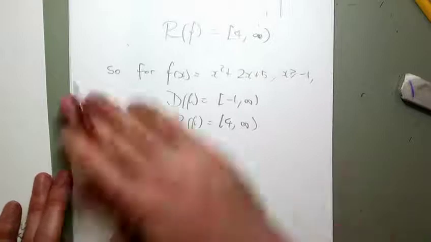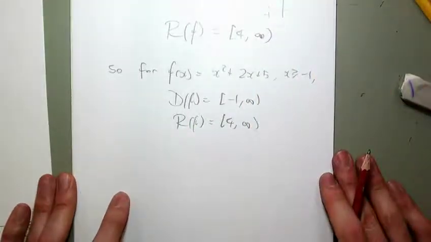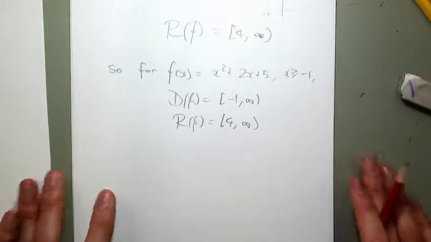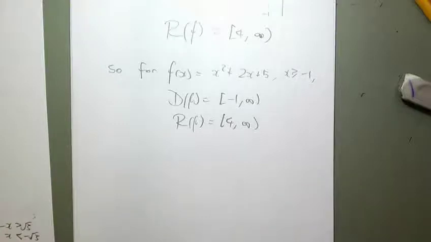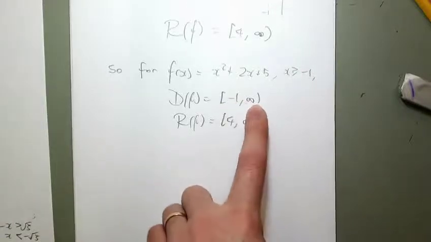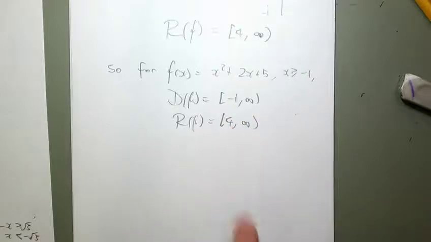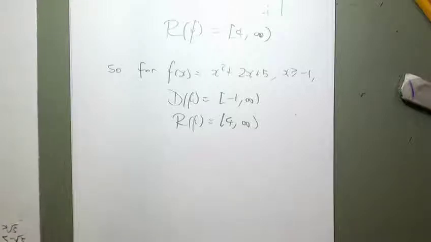So that means that whatever the inverse is, its domain and range will be the other way around. The domain of the inverse is the range of the original function. The range of the original function is the domain of the inverse. This function takes numbers from minus 1 to infinity and produces numbers from 4 to infinity, and the inverse will do the opposite. It will take numbers from 4 to infinity and produce the numbers from minus 1 to infinity. Because the inverse function is supposed to do the opposite. It's supposed to come back again.